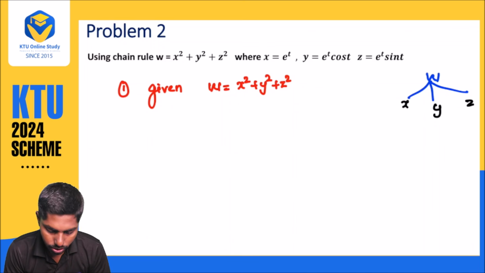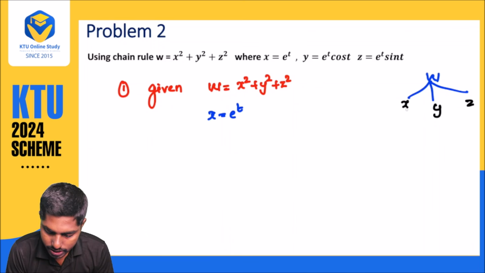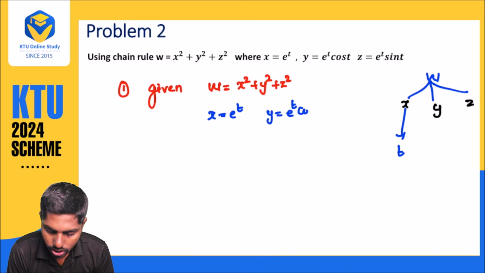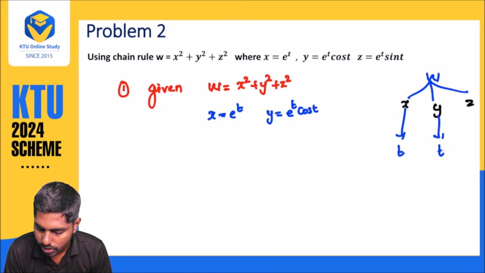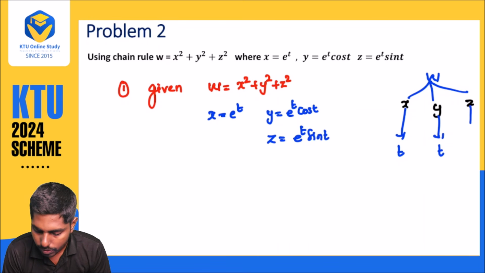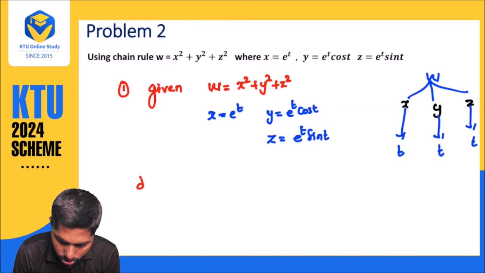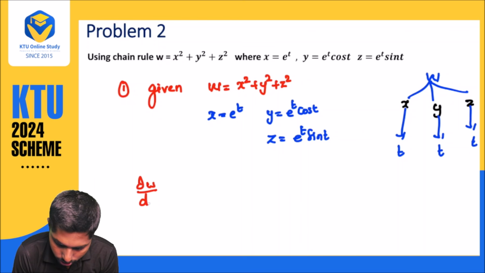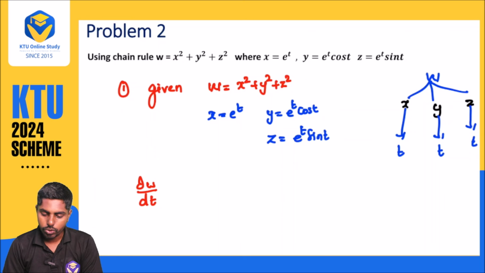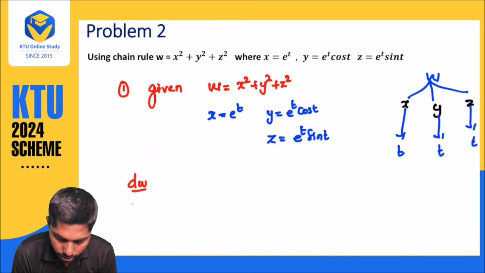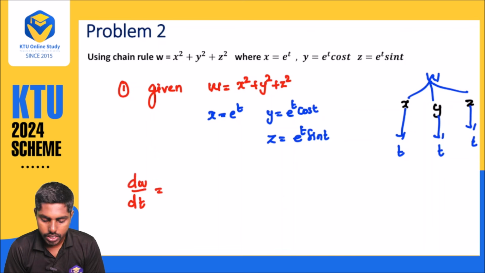And here if you observe, x is equal to e power of t. That is, x is depending upon single variable t, and y is equal to e power t cos t. That is, y is also depending upon single variable t, and z is equal to e power t into sin t, that is t. That means what is our formula? They are asking dw/dt. They are asking means what is our formula?